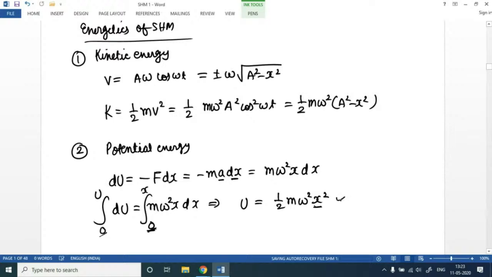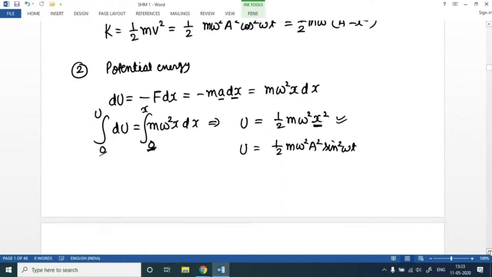So this is the potential energy as function of x, and potential energy as function of time also you can write, because x as function of time we already know. So that would be nothing but half m omega square a square sine square omega t.